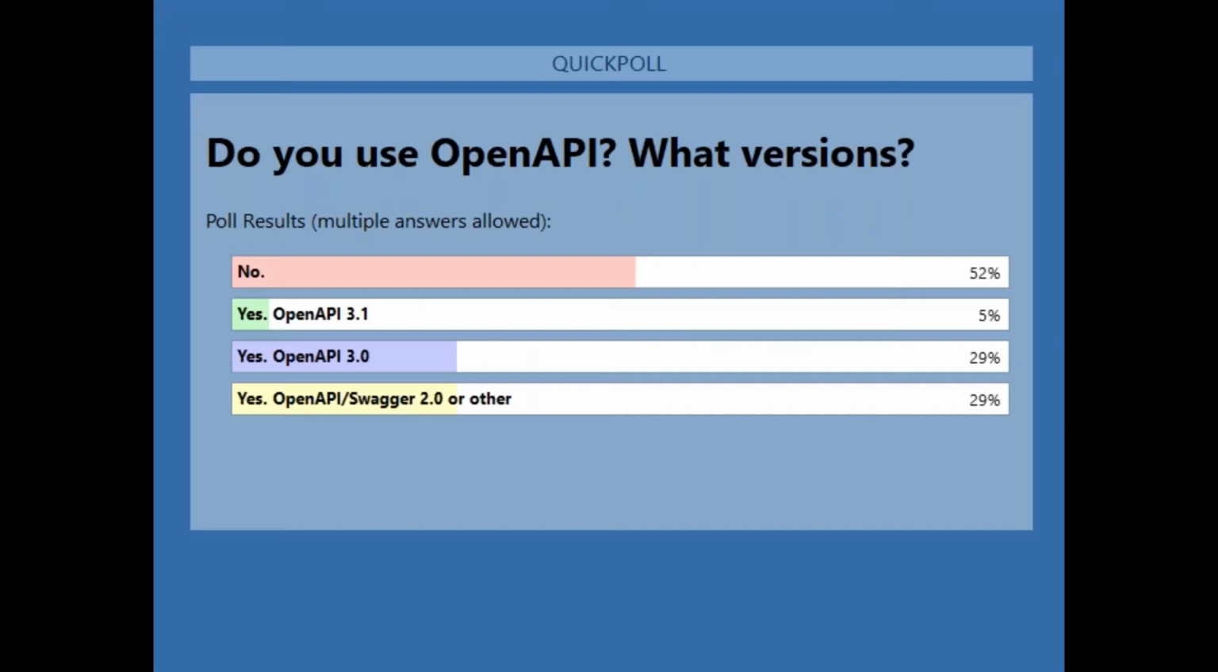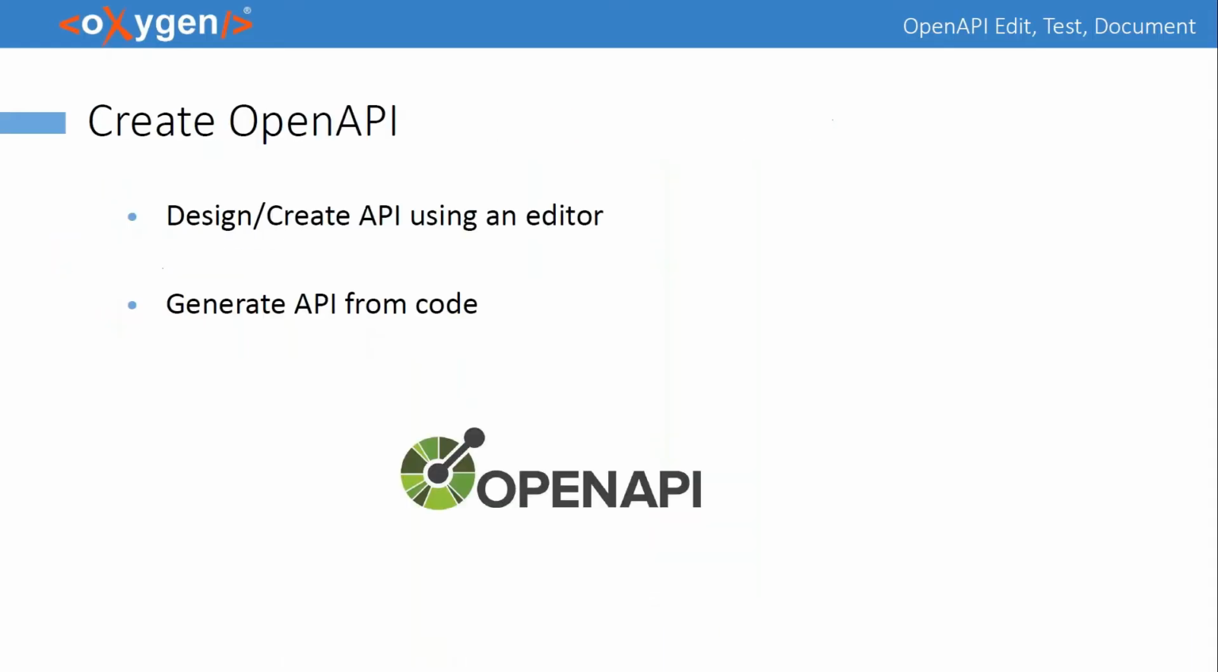I think we can stop it. So I see that most of you are not using OpenAPI, and it's a good webinar, so you can understand what to do with the OpenAPI specification. For those that are using it, you will see the support that we provide in Oxygen for this specification. So we can go forward.